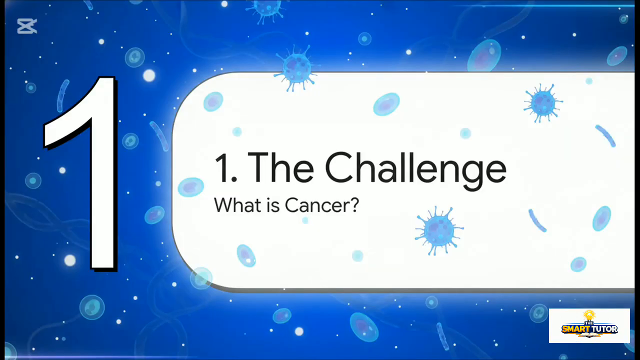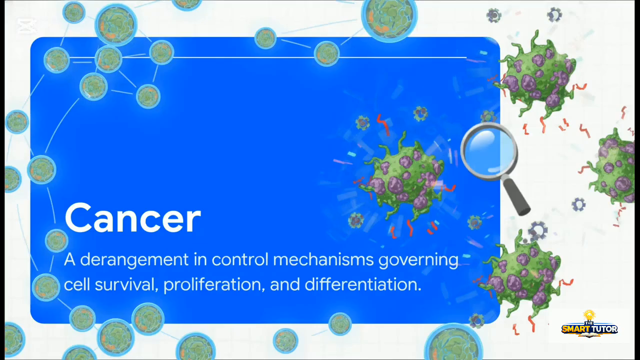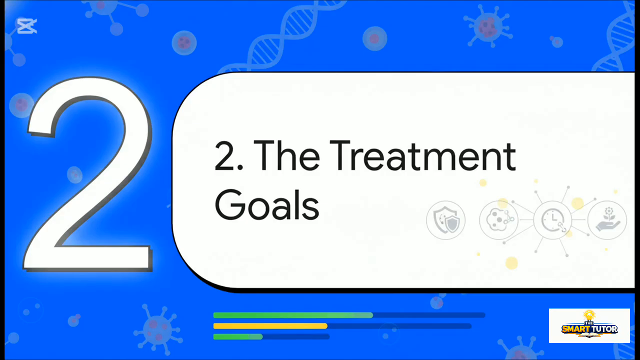Okay, so before we can even talk about the treatment, we've got to understand the problem itself, right? What exactly are we up against? At its most basic level, cancer is really about the body losing control. Think of it this way. Your body has these super strict rules for how cells should behave. When they live, when they die, how they multiply, that's proliferation, and when they get their specific job assignments, like becoming a skin cell or a liver cell. Well, cancer is what happens when those rules get broken, and you end up with cells just growing and multiplying, totally out of control.